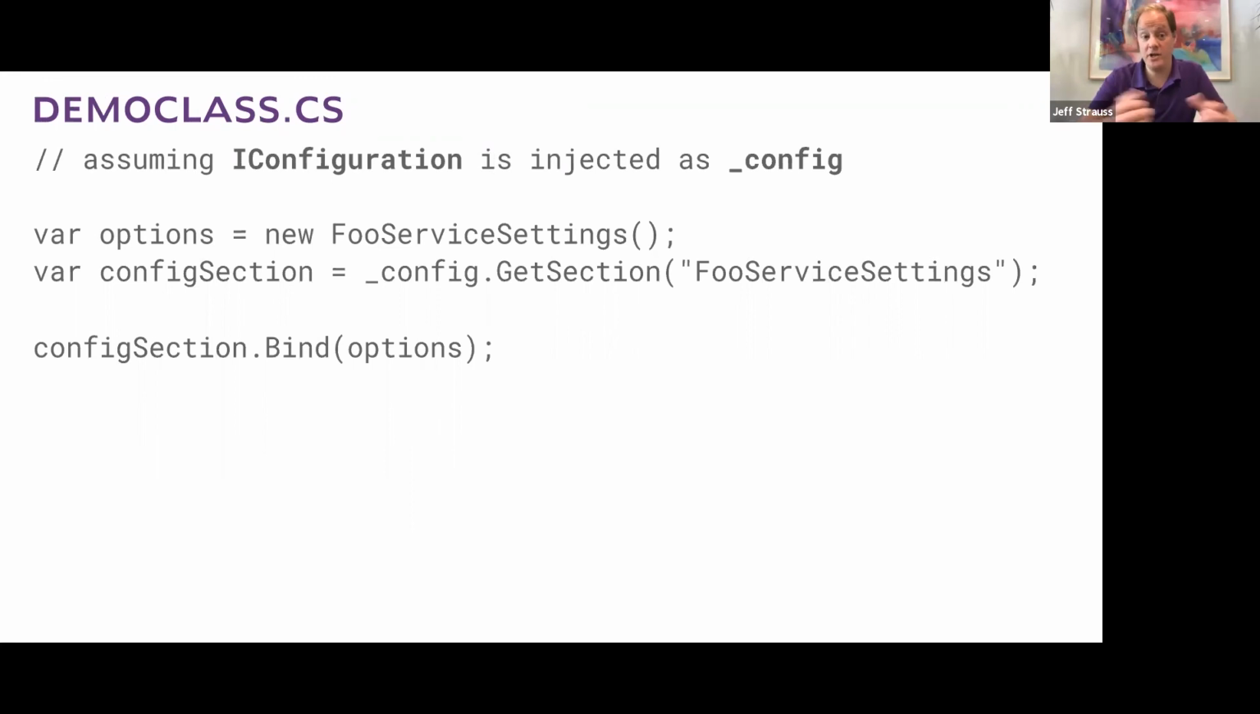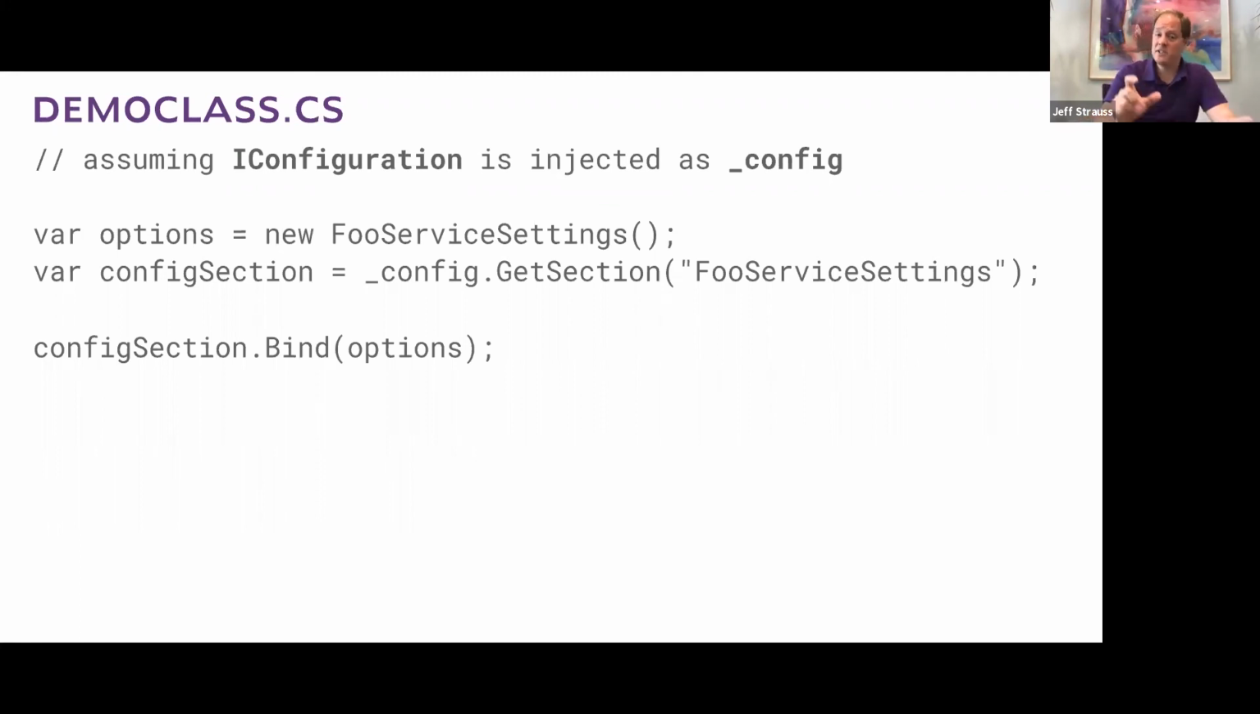Now, again, just for the time being, let's assume that I have access to all of my configuration. Well, instead of getting each individual piece, I can take my config and call getSection. We already saw one example of that a couple slides ago. I can bring back the whole section for my foo service settings, and then the config section, the iConfiguration section interface, in addition to having a getValue and getChildren and that sort of stuff, also has a bind method.